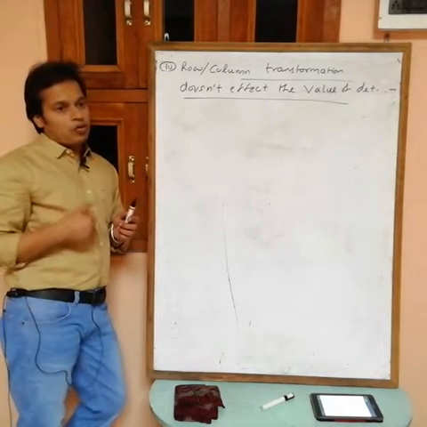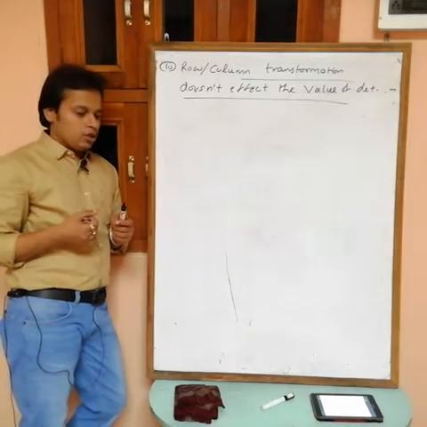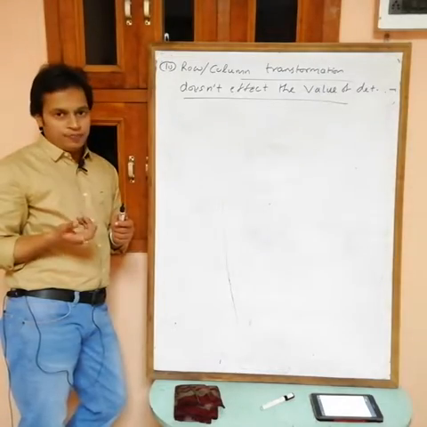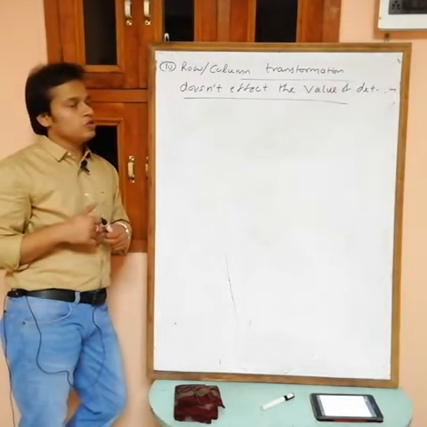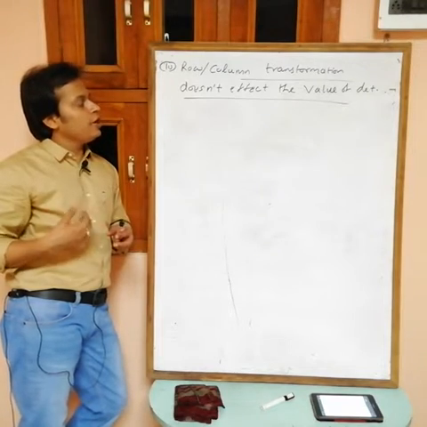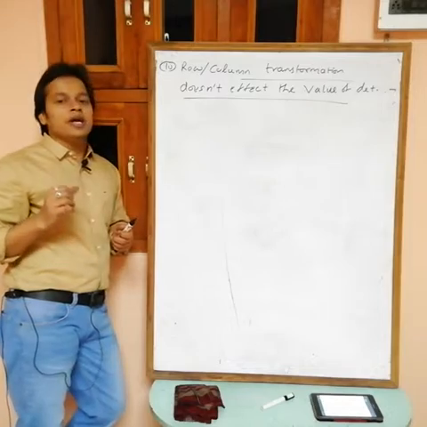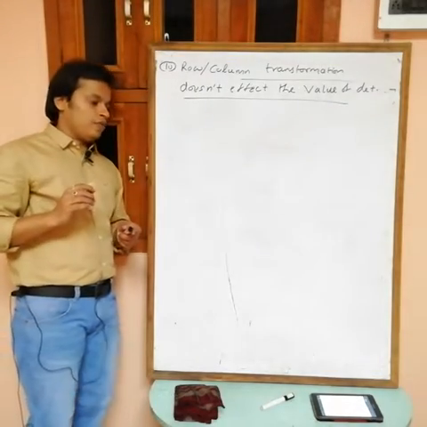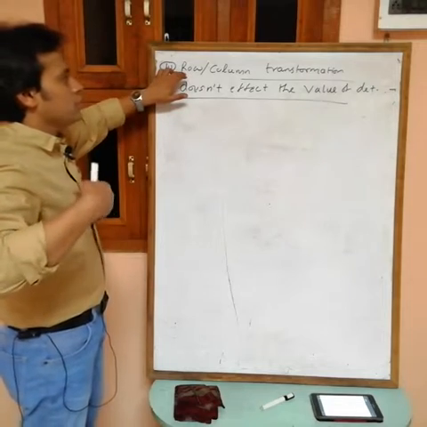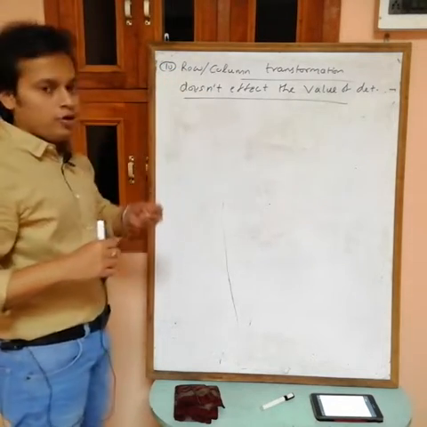Now what is row or column transformation? Actually, row transformation is for rows, column transformation is for columns. It means in row transformation you can't use any column, and in column transformation you can't use any row. Both are similar things, with only one change: row transformation is performed on rows and column transformation is performed on columns only.